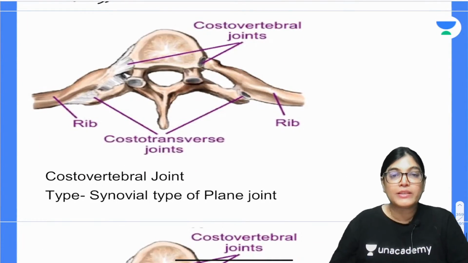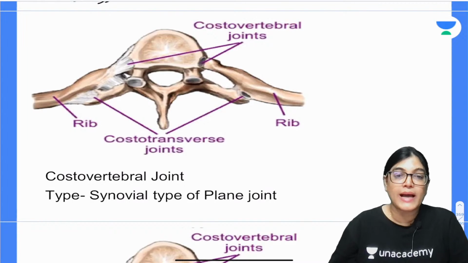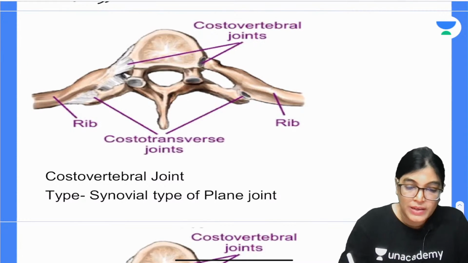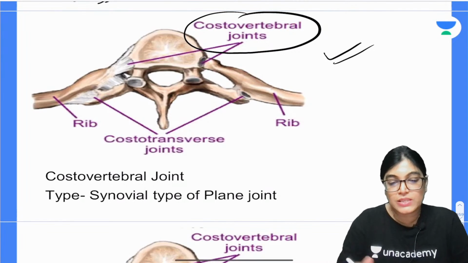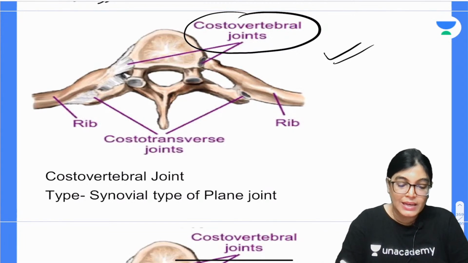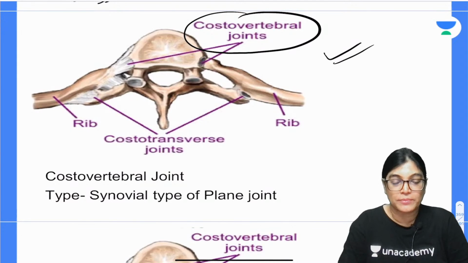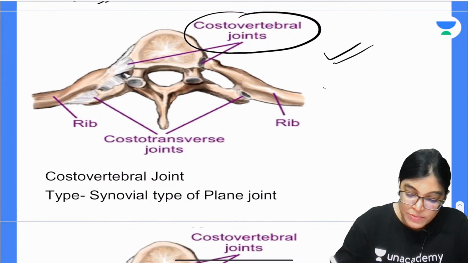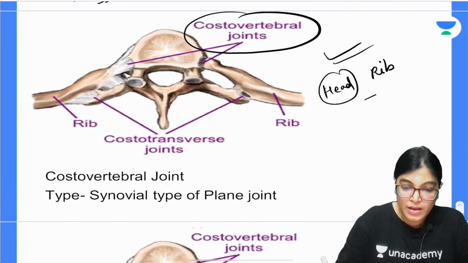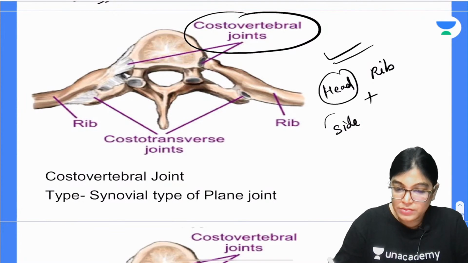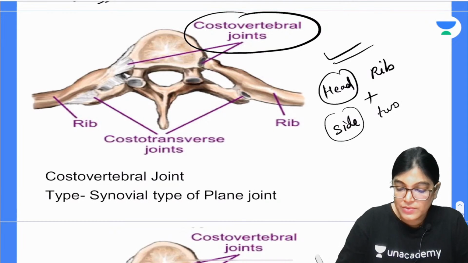Now, what about the costovertebral and costotransverse joints? When we are talking about the costovertebral joint, it is an articulation between the head of the rib and the adjacent body of the thoracic vertebra. So, the costovertebral joint is an articulation between the head of the rib and the side of the corresponding two adjacent vertebrae.